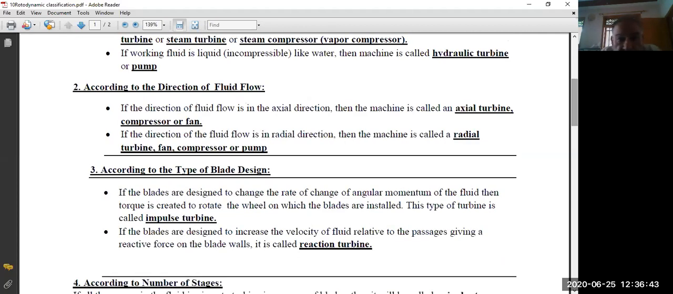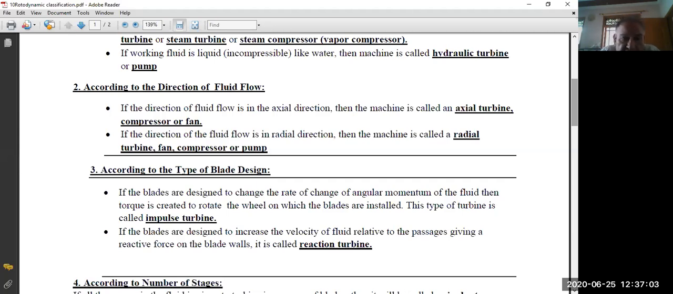According to the direction of fluid flow, we can classify like this. If the direction of fluid flow is axial, then the machine is called an axial turbine, compressor, or fan. If the direction of the fluid flow is radial, then the machine is called a radial turbine, fan, compressor, or pump.